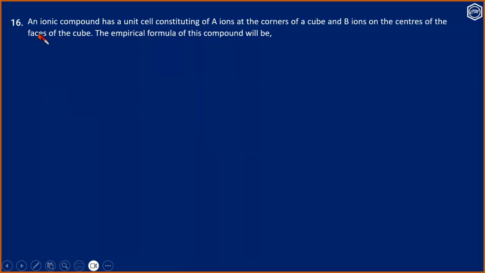Question number 16. An ionic compound has a unit cell consisting of A ions at the corners of a cube and B ions at the centers of the faces of the cube. The empirical formula of the compound will be AB, A2B, AB3.